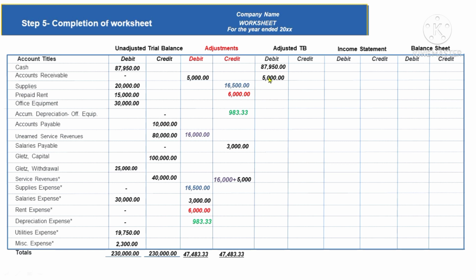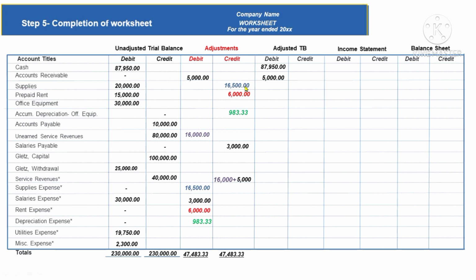But in the supplies, the original entry is 20,000. However, in the adjustments column, there is a credit of 16,500. So in the adjusted trial balance, the supplies should be the difference between the two because they are opposite. This one is on the debit and this one is on the credit. Remember this.